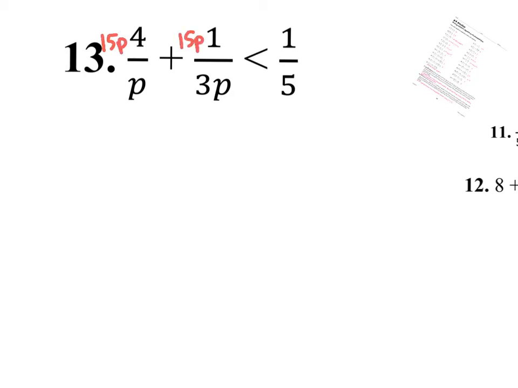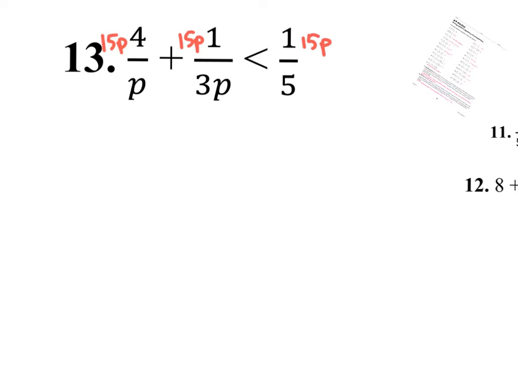A 15p right there, a 15p right there. And if you don't like multiplying everything by the LCD, go ahead and get rid of one of the fractions at a time. Multiply only by p, it'll cancel. Or multiply only by 5 and it'll cancel. You could get rid of one fraction at a time. I'm getting rid of all fractions by multiplying everything by the LCD, which is 15p.